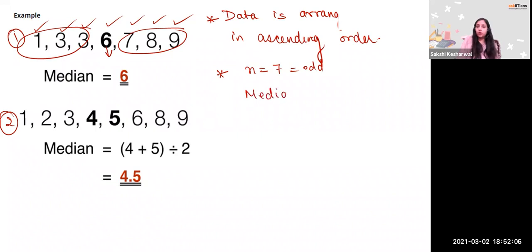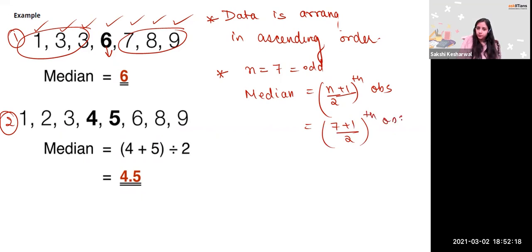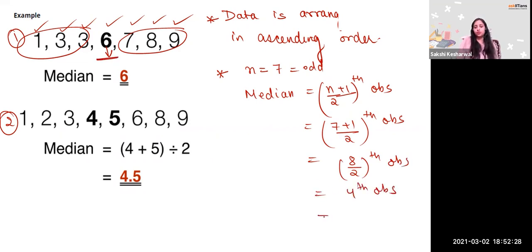Now let's go with the formula. Your formula is the (N plus 1) by 2th observation. So this equals the (7 plus 1) by 2th observation, which is 8 divided by 2, the 4th observation. So what is your 4th observation? Your 4th observation is 6, which is your answer.